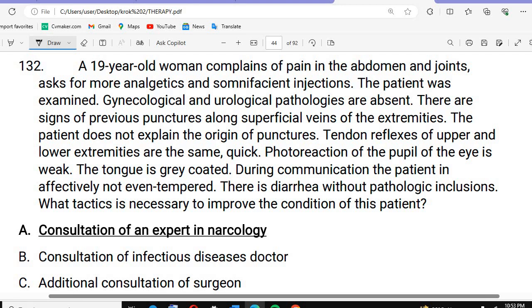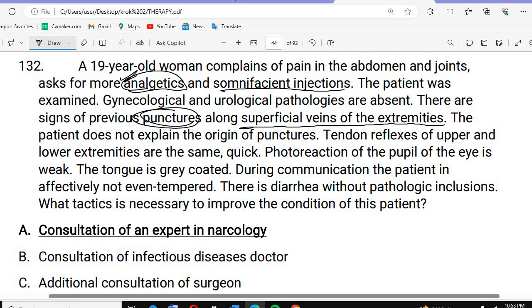Now see the question. A 19-year-old complains of pain in the abdomen and joints. He is asking for analgesics and a somnifacient injection. The patient was examined: gynecological and urological pathology are absent. There are signs of previous punctures along the superficial veins of the extremities. The patient does not explain this. So what is this patient?